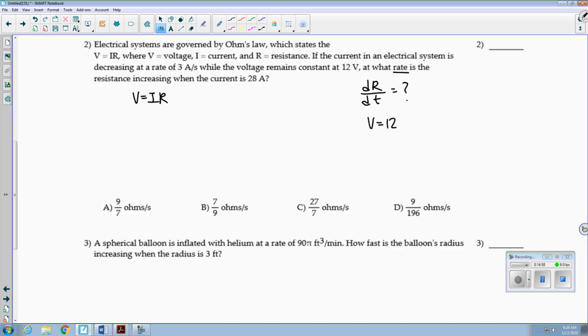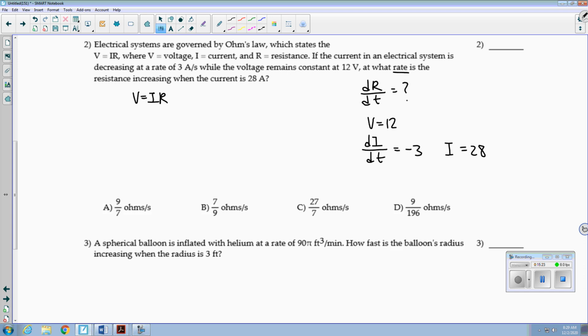We know that the current is decreasing at a rate of 3. So the rate of change of the current, and because it's decreasing, we put a -3. So we want to know when the current is 28. So when I is equal to 28, what's going on? So at that point in time. So here's our equation that relates all of these variables.